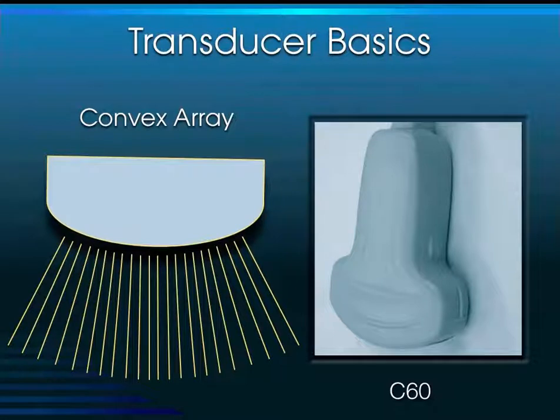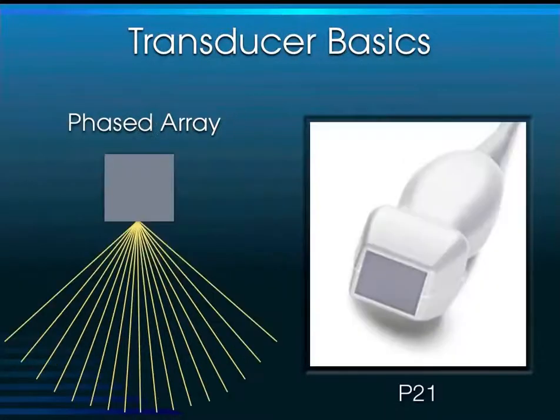Now it's not so much of a problem with the C60, but when you get to the phased array transducers, where all the sound comes from a single source, the edges splay out from one another a little more, and you really need to focus on getting the structure you're looking at down the center of the screen. The advantage of this P21, 21 being the number of millimeters across its surface, is that with a short footprint probe I can get between the ribs. So I can see from the diaphragm superiorly all the way through the lower pole of the kidney inferiorly when looking at Morrison's pouch, using this small footprint probe between the ribs.